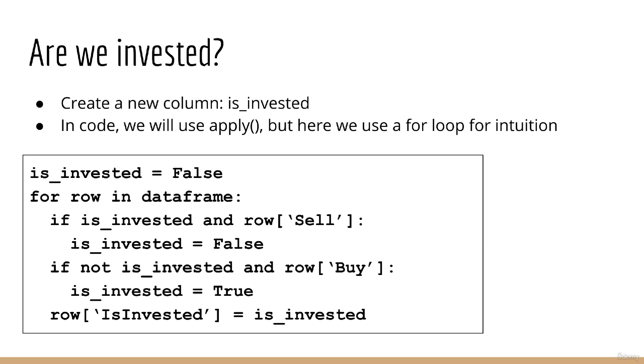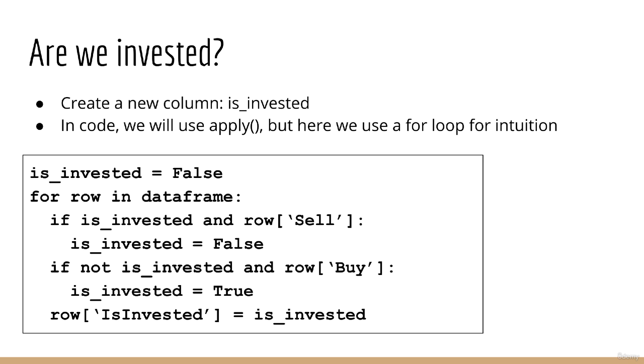Next, we're going to have a column called isInvested. This column will tell us whether or not the value of our wealth will be affected by the returns. If we are invested, then our wealth will change by that day's return. If we are not invested, then our wealth will stay constant since we are just holding cash. So in the code, we are going to use the pandas apply function to assign this column, but in this lecture, I'm going to show you a basic for loop, which is hopefully more intuitive.